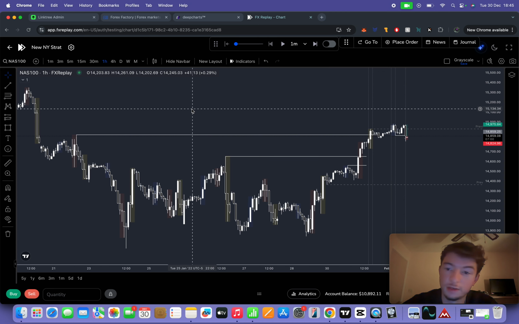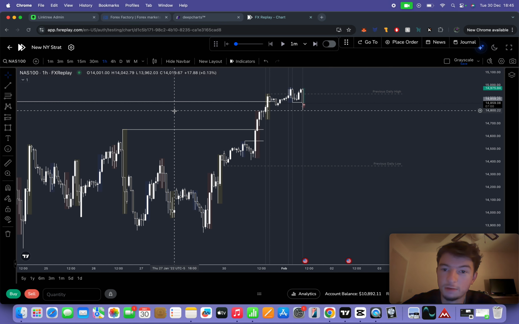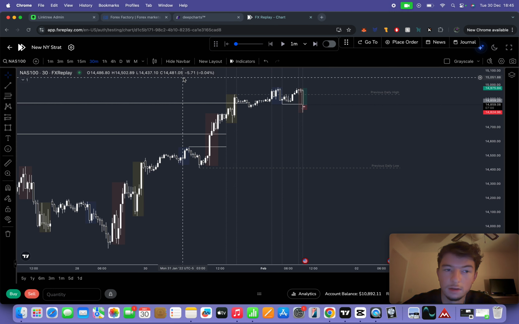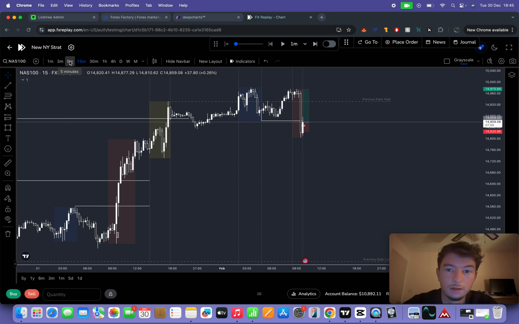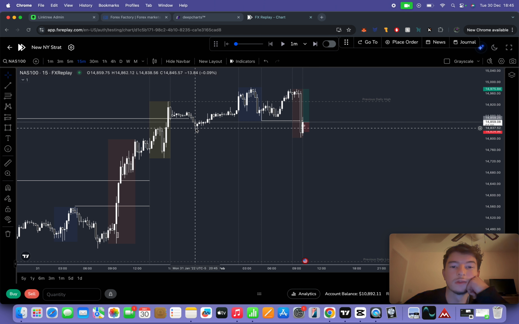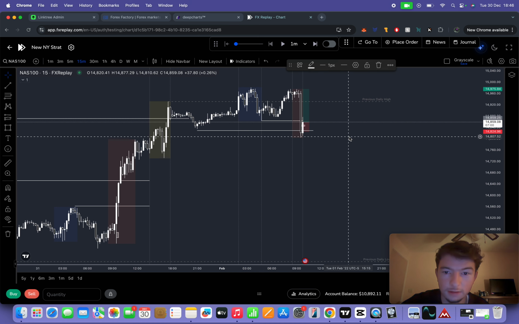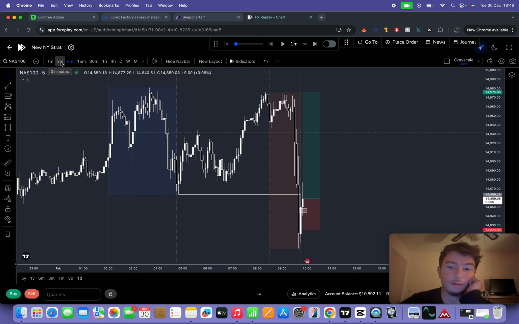Possibly up here. We are above previous daily high. Hourly looks like that. This could be risky. 15 looks like that. It's a big break, but there is this. So we've also taken the Asian low as well. Mark that across. So we've seen a reaction off of this.